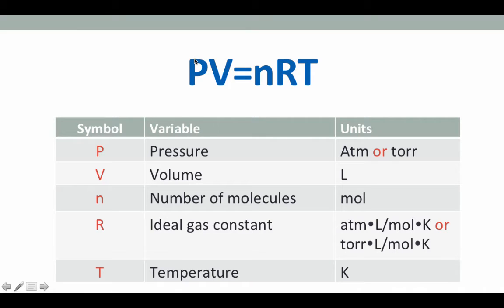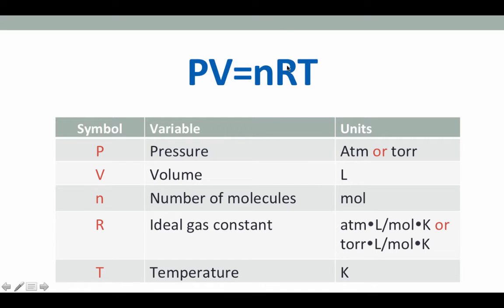So in order for the entire expression to be valid, we need to use an absolute temperature scale. And the only absolute temperature scale that we have is Kelvin. At 0 Kelvin, no pressure is exerted by a gas. This is because the molecules cease to move.